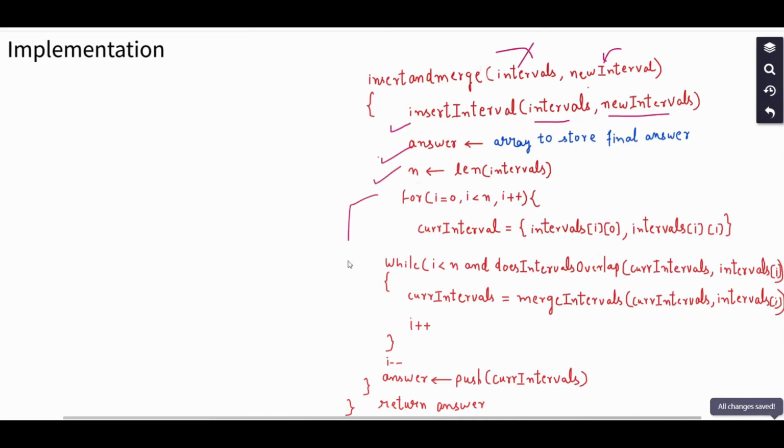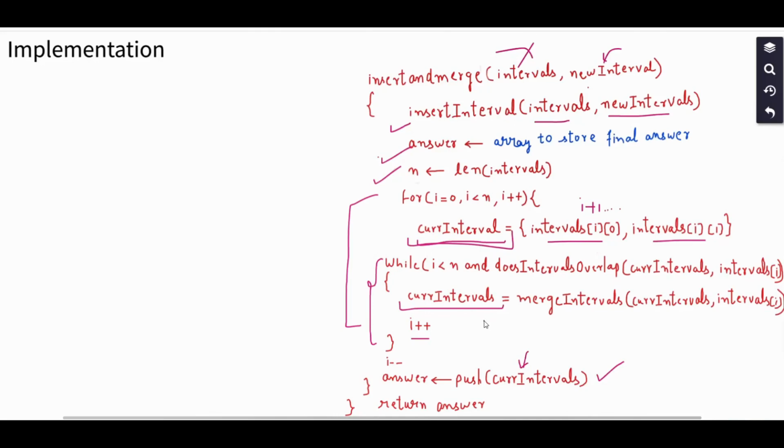Then we iterate over all the intervals here, and starting from each ith interval, we check in this while loop the number of intervals after i, starting from i plus 1, which overlap with this current interval. So that's what we are doing here. Finally we push the current interval, so we merge all those overlapping intervals into this current interval, and finally we push that merged interval into our answer array.